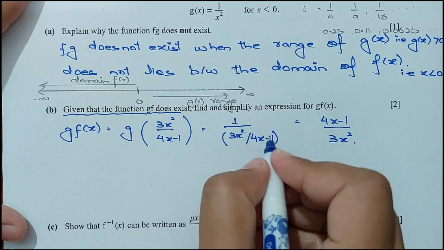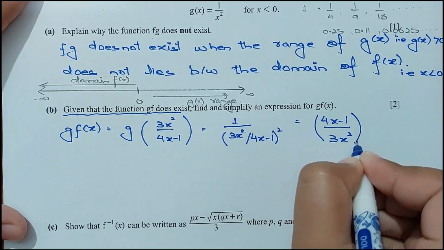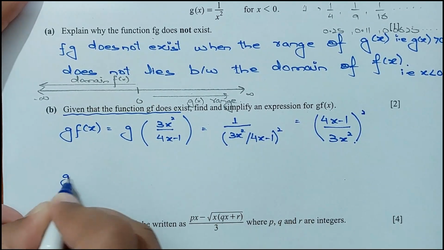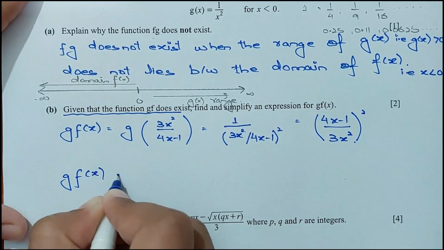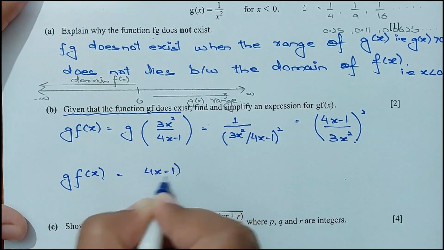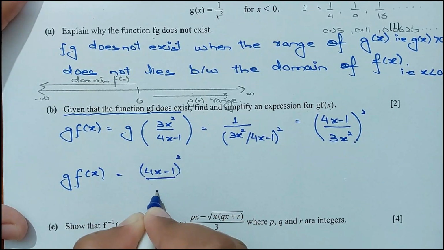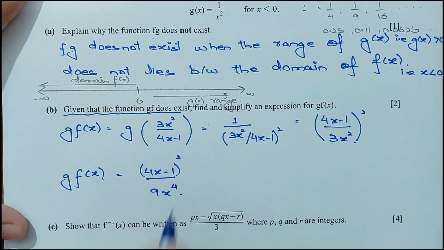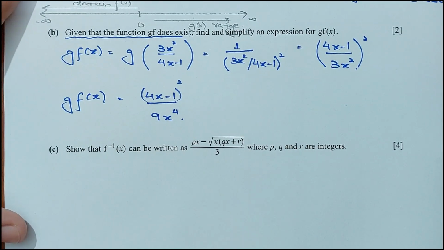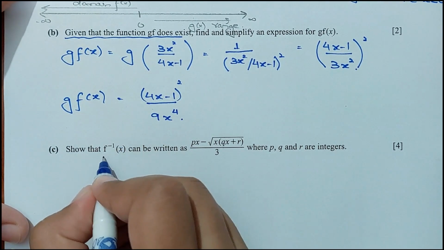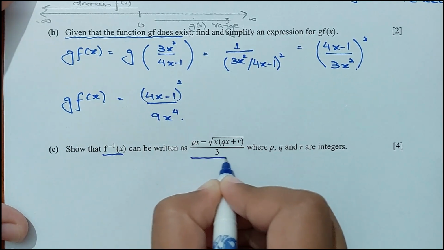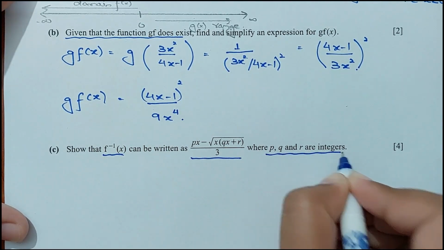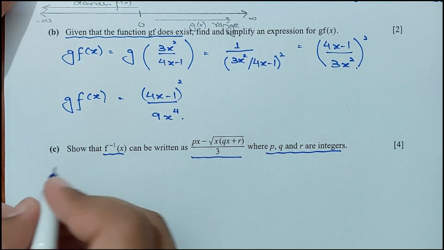Oh, this is not just x, this is x squared as well. So let me open the square. g f of x is going to be 4x minus 1 whole squared over 3 squared, which is 9, and x to the power of 4. That is the expression. Part C: show that f inverse can be written in this form where p, q, and r are integers. Find f inverse of x.